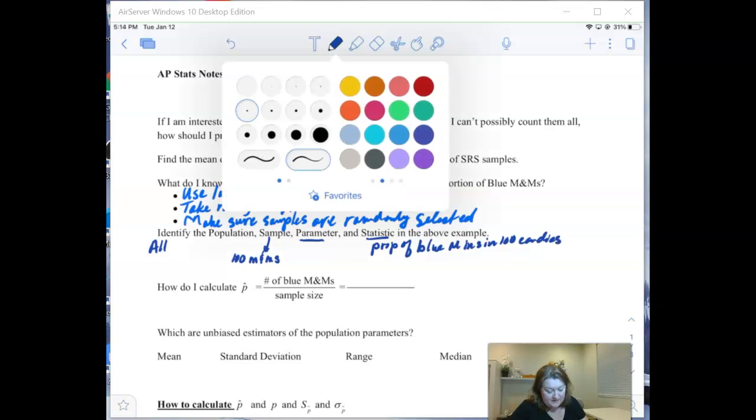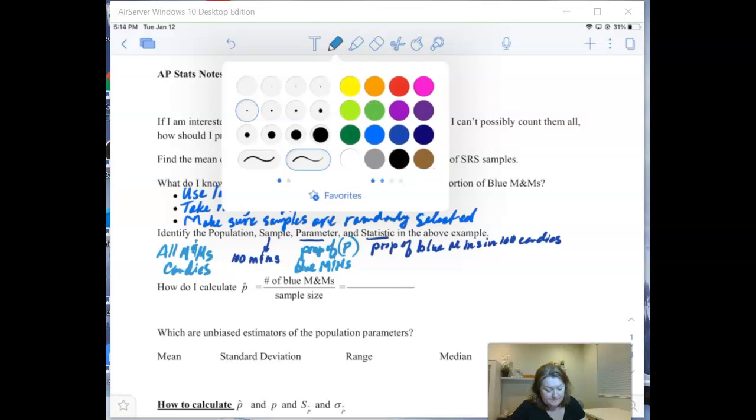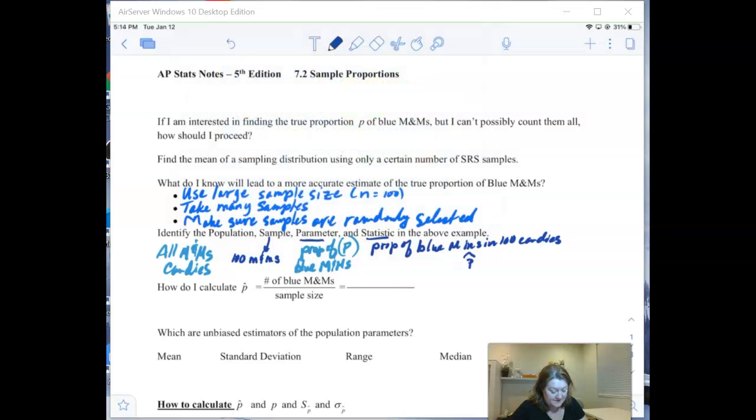Okay, and then the population would be all M&M candies. So we're picking 100 out of all M&M candies. And our parameter would be the true proportion of blue M&Ms in the population. Okay, what symbols do we use? For the parameter, we're going to use just the regular p or pi. And for our other one, the statistic, it is going to be p hat.